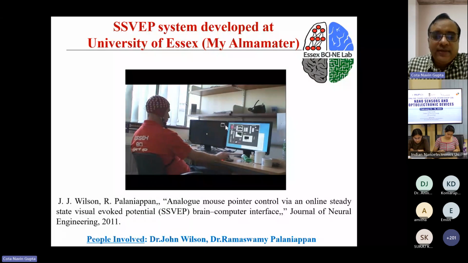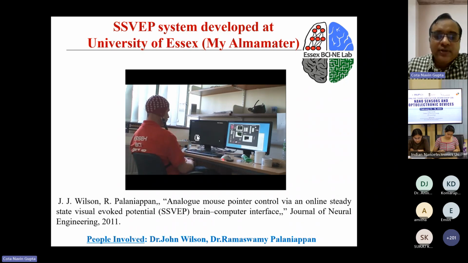Over here, you can see that he's trying to control the cursor using his brain signals. The four squares are at different frequencies. If he wants to move the cursor up, he will focus on this part. And if he wants to move the cursor left, he will focus on this. Then the cursor will move to the right, if he focuses on that one.